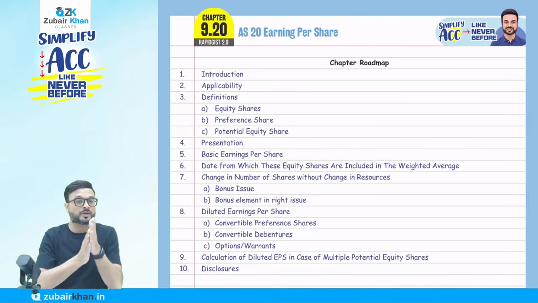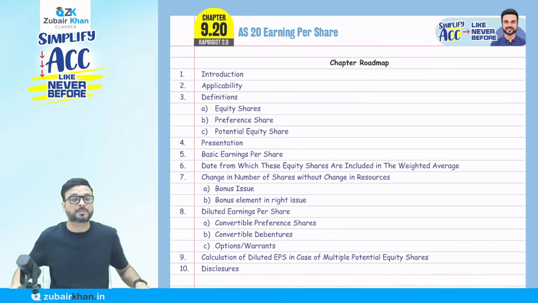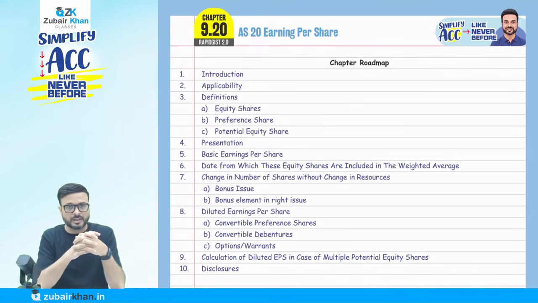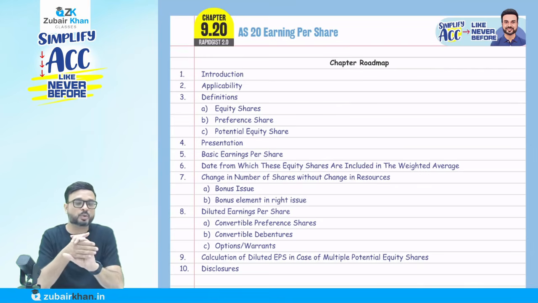So today we are going to do the revision of Accounting Standard 20, that is Earnings Per Share. There are so many things that we are going to discuss here. Very simple accounting standard, you don't have to worry.